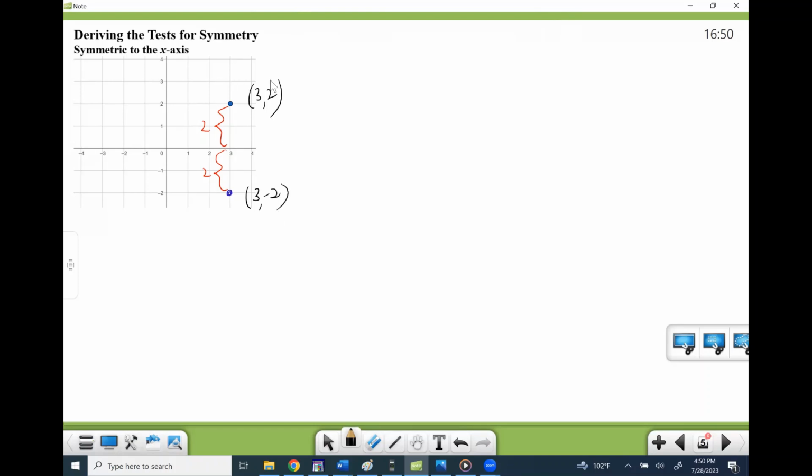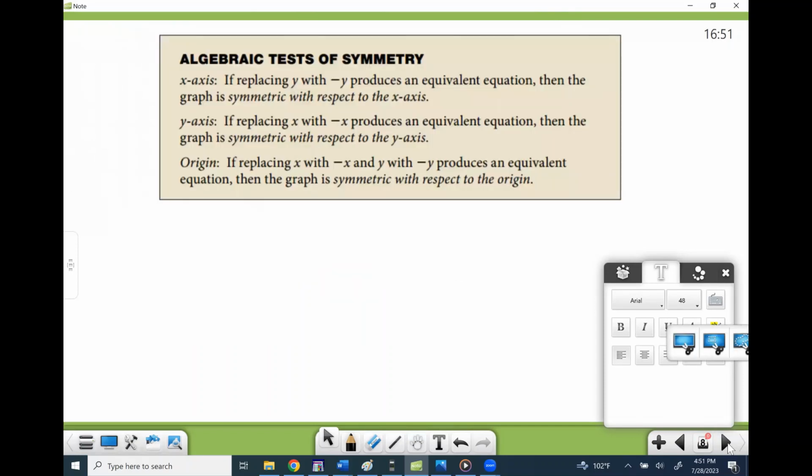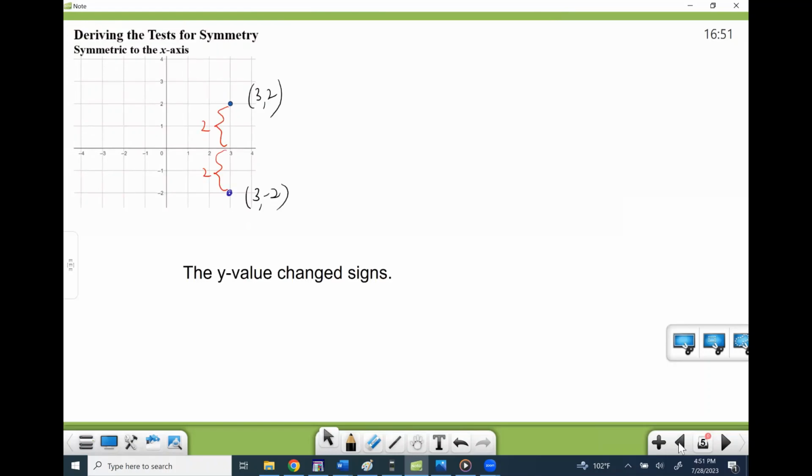So you can see that the y value changed signs. Later on, when we're testing for symmetry over the x-axis, guess what we're going to do? If we want symmetry to the x, we're going to replace y with -y. You can see that we have y here and we have -y here. Okay, let's go and see.